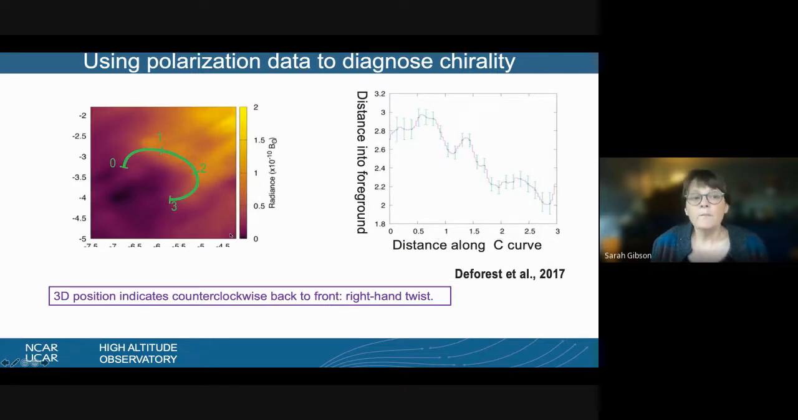So using that same feature that I just showed in the previous slide, DeForest et al. plotted the distance into the foreground, so going back to front, and compared it to the distance along this C curve, and showed that these points 3 to 0 are going back to front. And so that means it's going counterclockwise back to front, and so it's right-handed twist. And this particular CME was later observed as a magnetic cloud, which also showed right-handed twist, consistent with what was deduced from the polarization data.